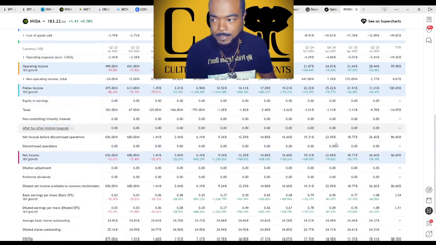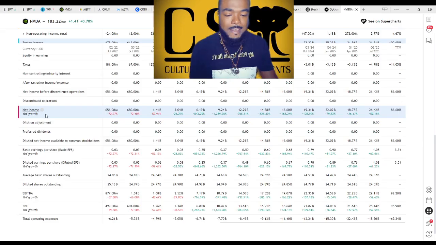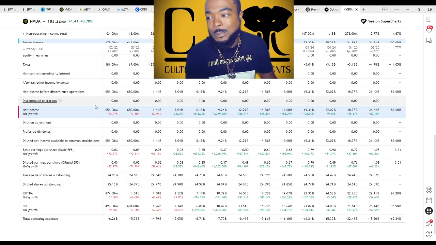Things you want to check for when you come in here. You want to look for net income. Net income is one of the things you want to look for. You want to see that number going up year over year or quarter over quarter for a company. You want to see that number getting larger and larger. That's a sign of a healthy company.